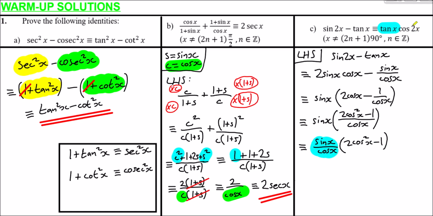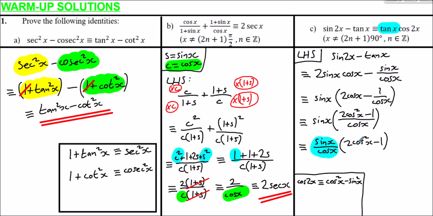So the clue is, can I convince an examiner, and myself of course, that 2 cos squared x minus 1 is the same as cos 2x? So if in doubt, I'm just going to show you. So cos 2x, using the compound angle formula, double angle formula I should say, is cos squared minus sine squared.